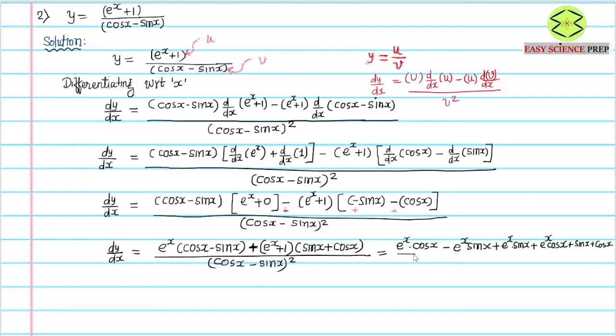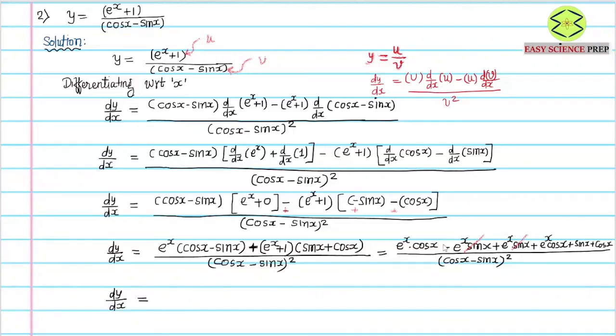So like this you can. If you look here, you can cancel some terms: e raised to x sin x, e raised to x sin x. And the e raised to x cos x, e raised to x cos x will become 2 times e raised to x cos x. That's all. There is no further simplification required.